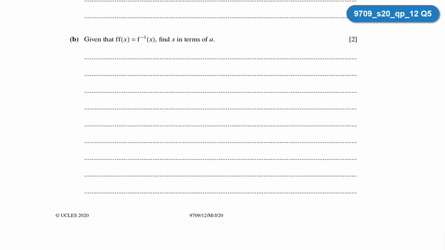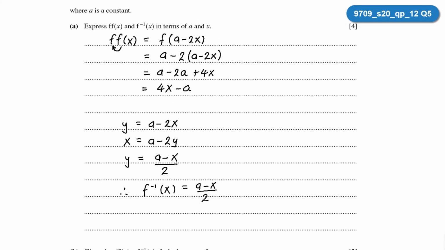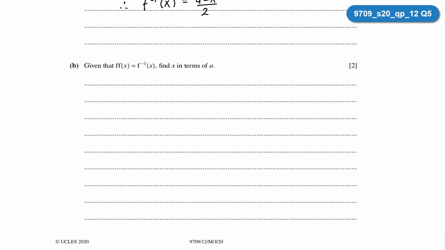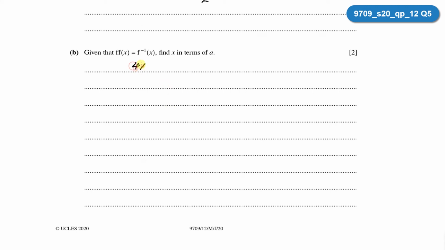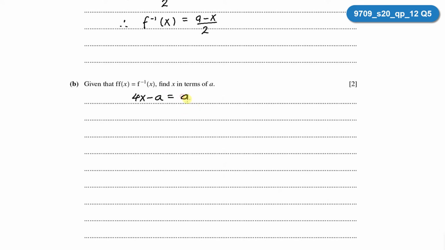Now for part B, given that f squared of x is equal to f inverse of x, find x in terms of a. So now we are equating f squared of x and f inverse of x. So f squared of x is 4x minus a. So here I'll be having 4x minus a, and it's equal to f inverse of x, which we got to be a minus x over 2.